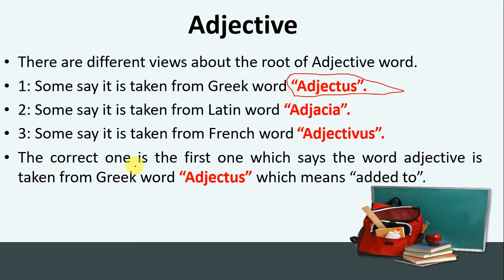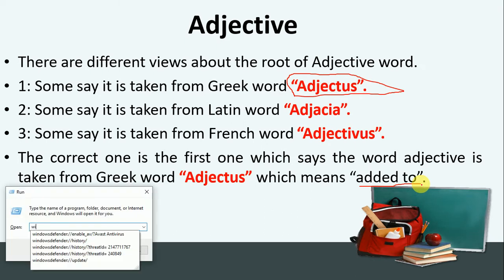So the correct one is the first one, which says the word adjective is taken from the Greek word adjectus, which means added to. So basically adjective means added to. It's taken from one word, adjectus, right? The Greek word adjectus means added to.